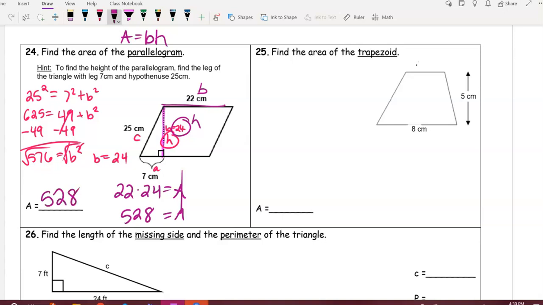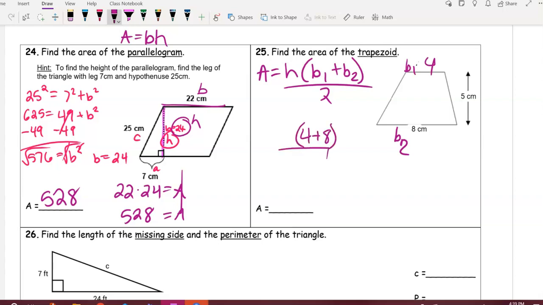All right, 25. Find the area of the trapezoid. Well, area of a trapezoid, the formula is the height times the bases added together divided by 2. So we identify our bases, base 1, base 2, and in the picture it says base 1 is 4 and base 2 is 8. So we already have 4 plus 8 on the inside. Our height here is 5. When we do the math, we end up getting 30. Oh my gosh.